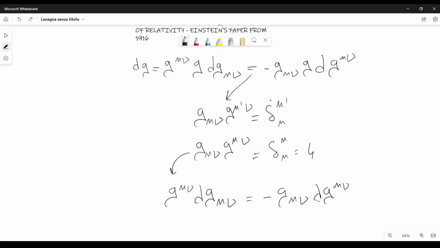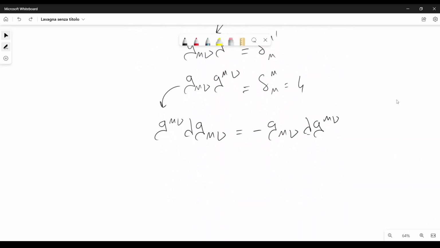But now let's try to dig deeper into this formula. Let's try to prove this formula. Now, the rule of differentiation of determinants can be obtained in this way. For example, first, let's assume that we are in a frame where the matrix or the tensor g_{μν} is diagonal. So in this case, we will denote g with the tilde like this to denote that we are in a frame where g_{μν} is diagonal.